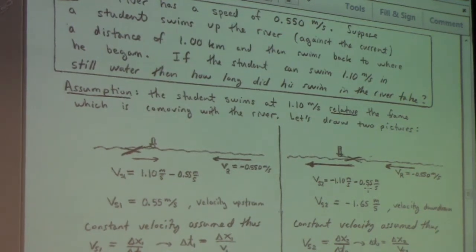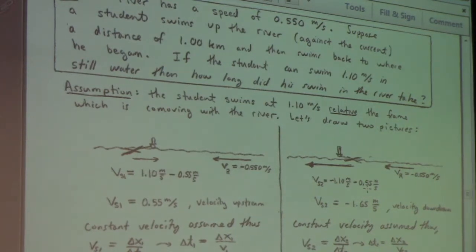Anyway, a distance of 1 kilometer, and then he swims back to where he began. If the student can swim at 1.1 meters per second in still water, then how long did the swim in the river take? So there's two things going on here. The swim upriver, and there's a swim downriver, which was obviously faster.